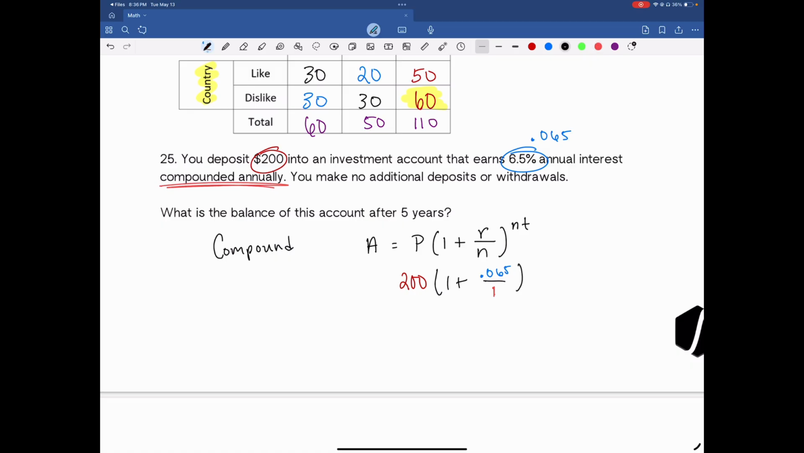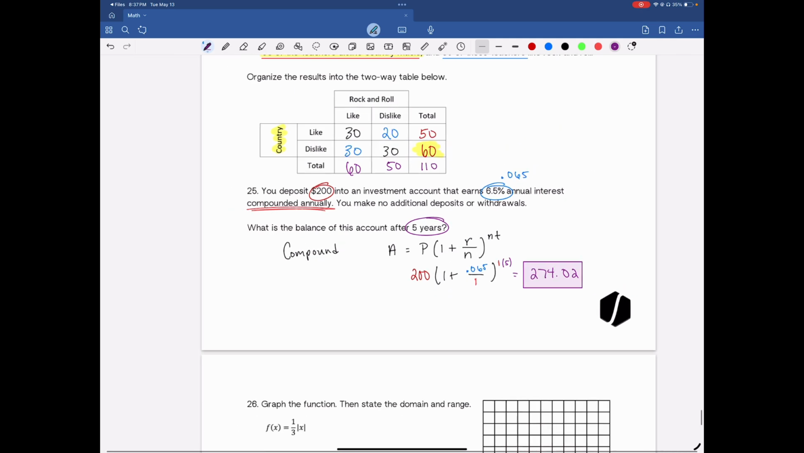And then we're going to raise that to the same number for n, one time per year. And we're looking for 5 years, so times 5. We are typing all of that into our calculator at this point. And remember, you do get a calculator on this test. So that's going to be $274.02 as the balance of our account.